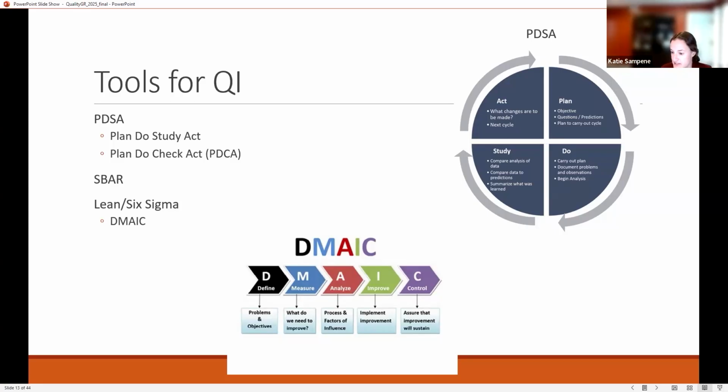Define is the D. So you're going to set your objectives, you're going to measure it, and then you're going to analyze it, improve for it, and then control, or make your sustainable plan for the future. So different models getting at similar ideas. Next slide.